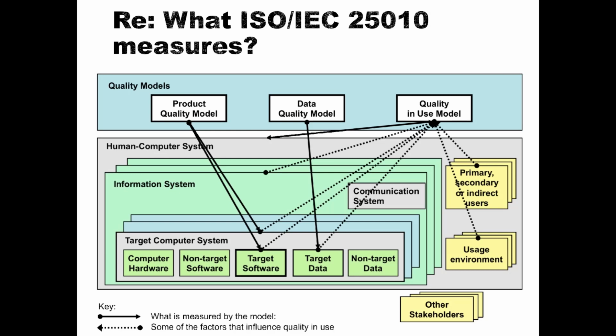So last week I showed you this slide: what the quality standard actually measures. So there's a wealth of things we can actually measure. This is the main idea of this slide. We can measure the actual data, or we can measure the quality in use, or we can measure different aspects of the product quality.